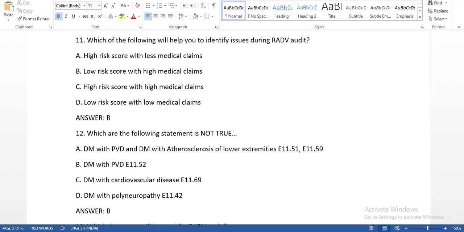So low risk score with high medical claims. The rationale for that answer is that low risk score equates to lower payment. So if the patient has a low risk score, it means we need to give lower payments. So the risk adjustment data validation audit identifies low risk score with high medical claims. Basically RADV checks for low risk score with high medical claims. So because of that reason our answer is B.